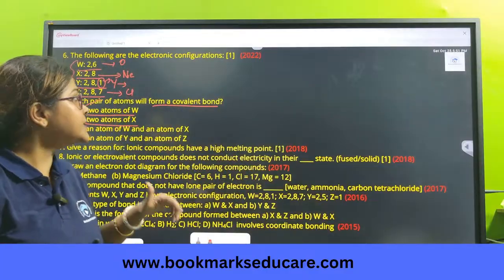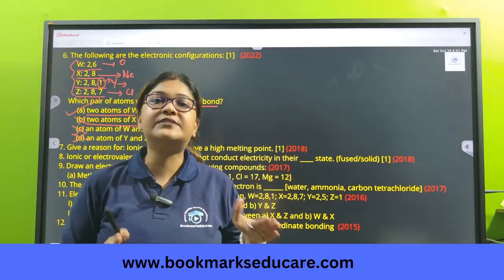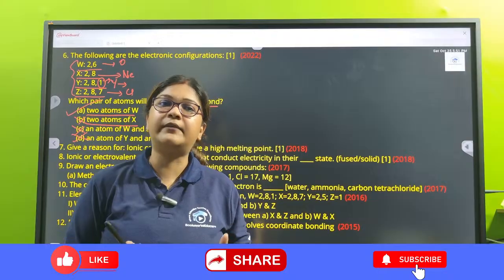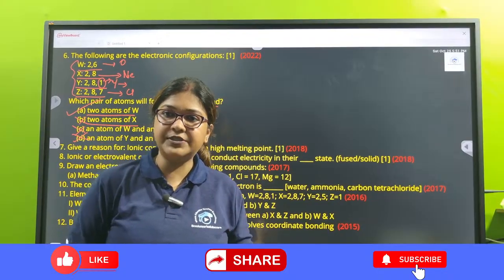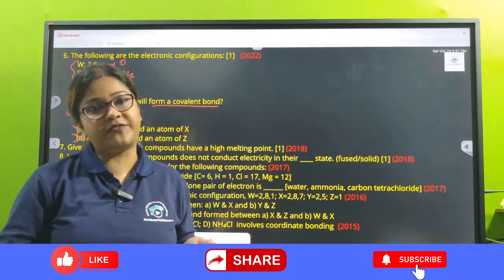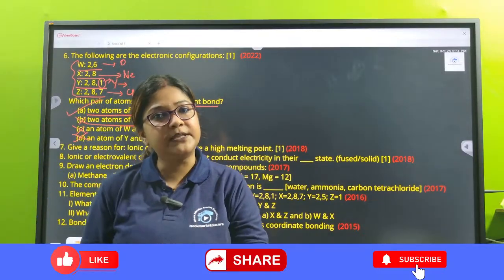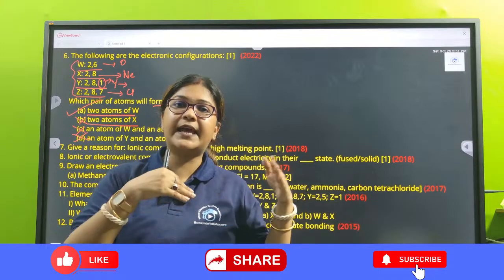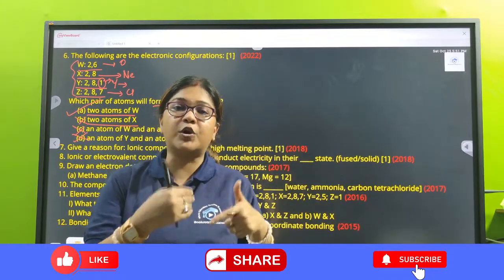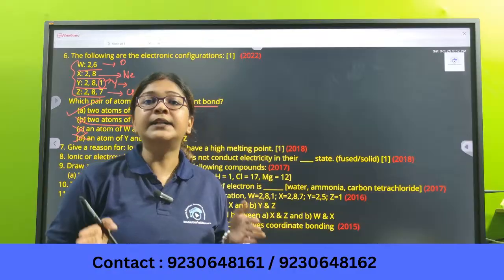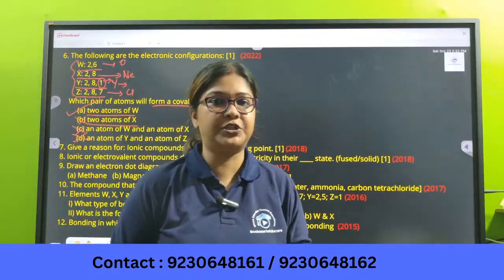So students, this type of example is very common in the boards, where the electronic configurations of 4-5 elements are given, and you have to answer whether they form a covalent bond, an electrovalent bond, or what is their electronic configuration, what is their chemical formula. These are very common questions of the boards.